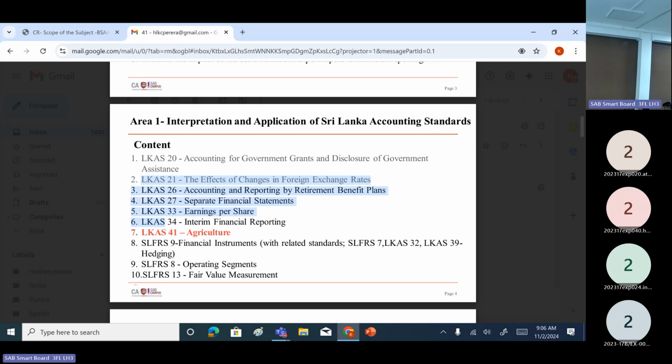It is called product classification, product identification. After identifying this classification, you need to use 3 different standards and follow them to account for insurance contracts. That's why we are saying it's so complex. Because of that, globally it was implemented, but still we are waiting to implement in 2026.